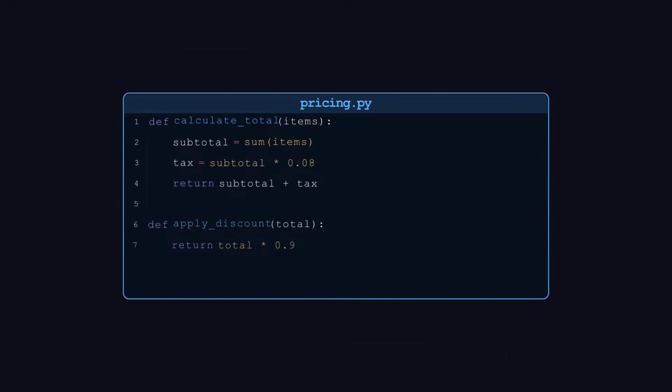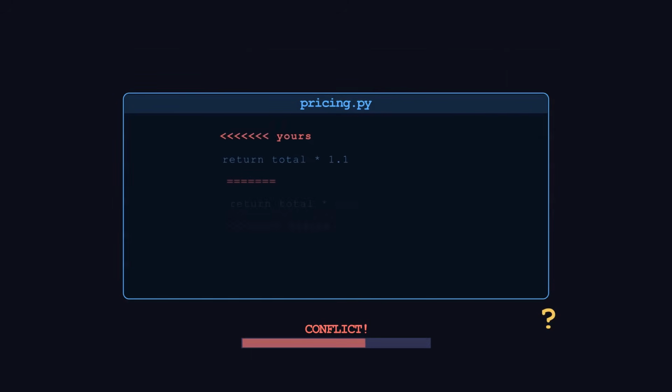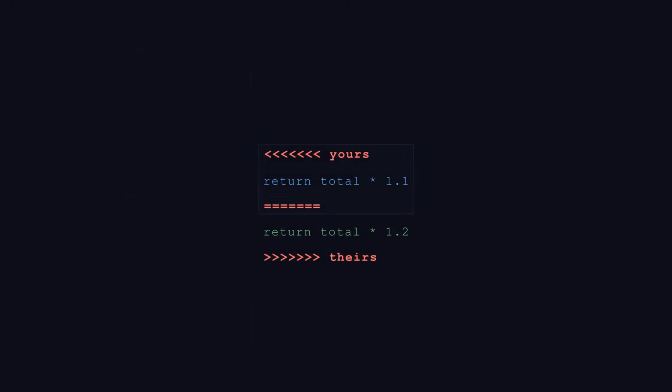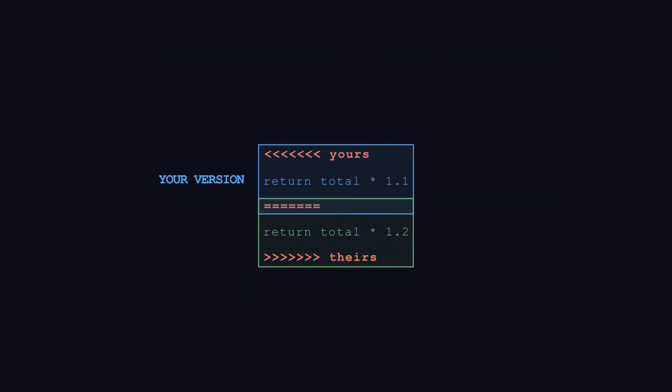When Git hits a real conflict, it does something honest. It stops and asks you. You'll see these markers in the file. Everything between the angle brackets and the equal signs is your version. Everything between the equal signs and the closing brackets is their version.